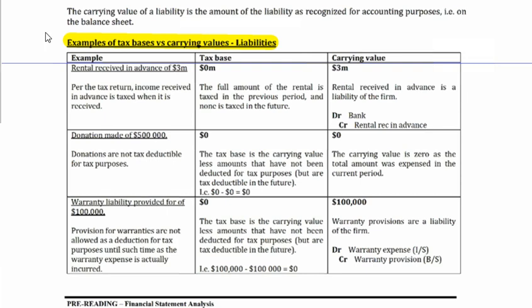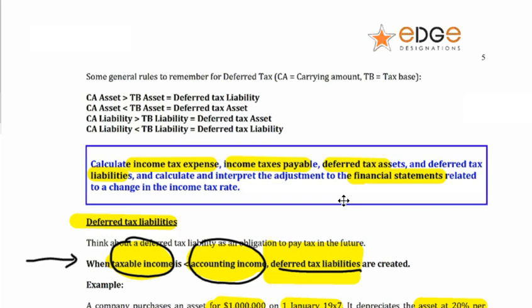And if you do take a look over here, these are your general rules. When your asset's carrying amount or carrying value is greater than the tax base, deferred tax liability. When your asset is less than the tax base, it's a deferred tax asset. And then we look at it also from the point of view of liabilities. When your carrying amount of your liability, remember carrying amount, carrying value, same thing, is greater than the tax base, deferred tax asset, and deferred tax liability the other way around.